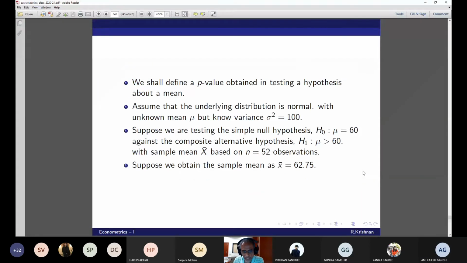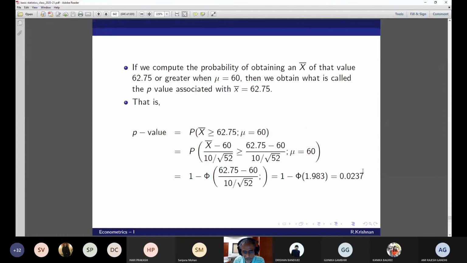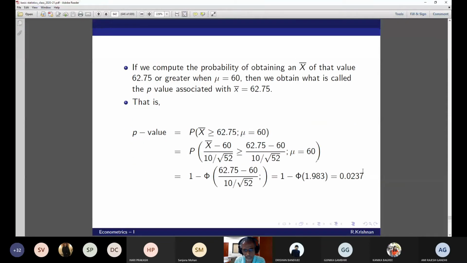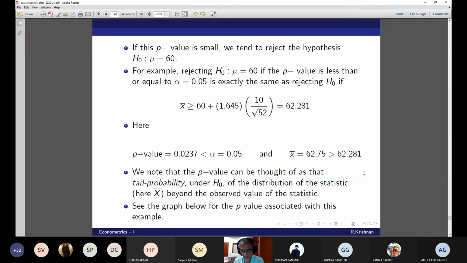Suppose you fix the significance level at 0.05 initially. You know what the sample mean could be. You said the sample mean has to be at least this much to be accepted at the 5% level. You said 60.5. No, you don't have to be that low. It is enough if it is 62.281. If it is 62.281, it could be on the boundary of 5%. This is what this expression tells you, isn't it?